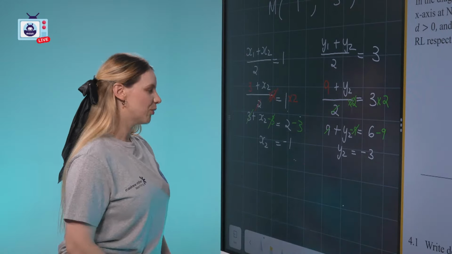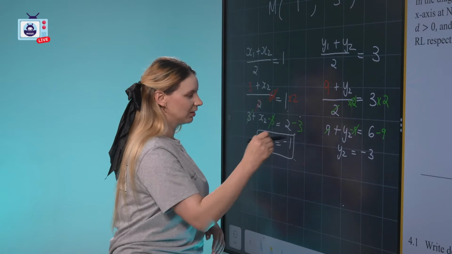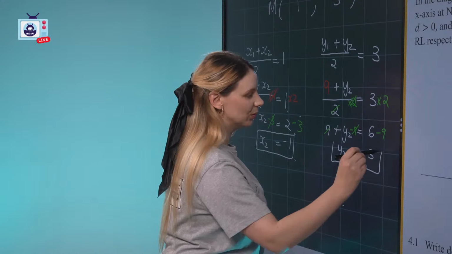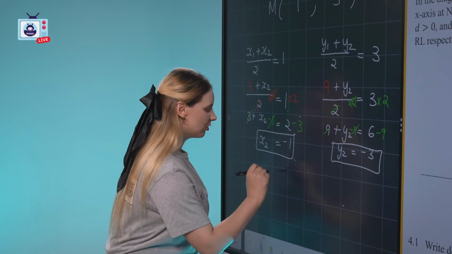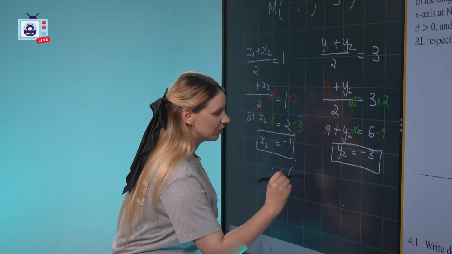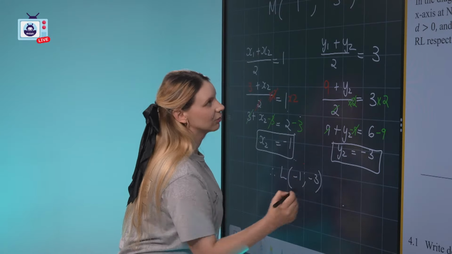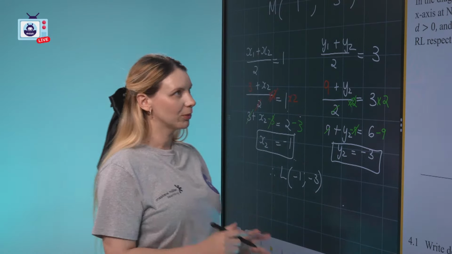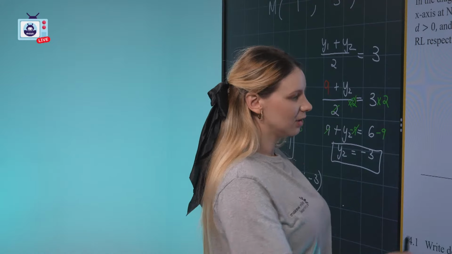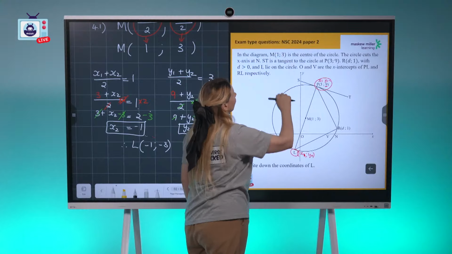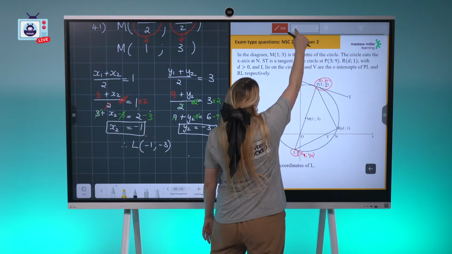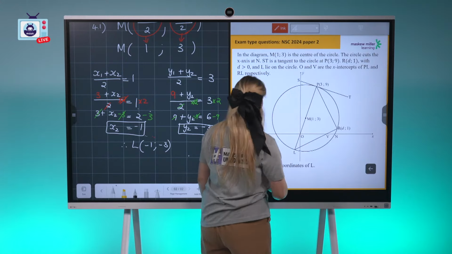And so, therefore, the x coordinate of L is negative 1. The y coordinate of L is negative 3. So, therefore, L is the point (-1; -3). We just simply used the midpoint formula to find the endpoint of that.